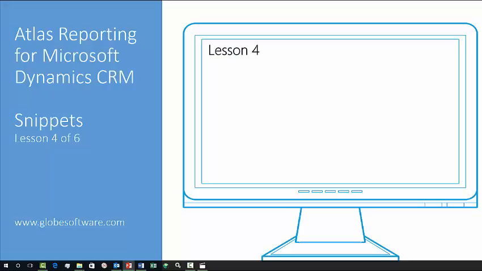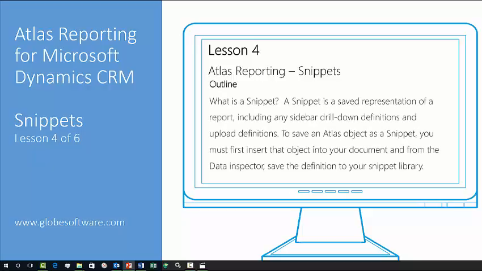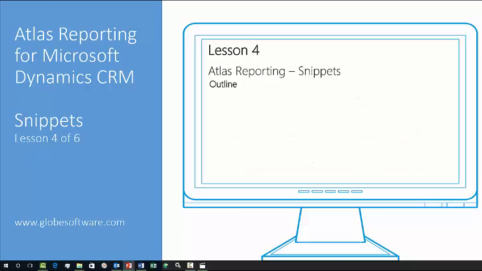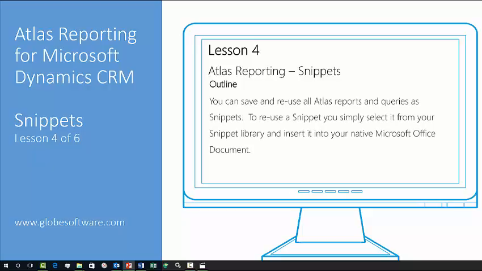Lesson 4, Snippets. A snippet is a saved representation of a report, including any sidebar drill down, definitions, and upload definitions. To save an Atlas object as a snippet, you must first insert that object into your document, and from the Data Inspector, save the definition to your snippet library. You can save and reuse all Atlas reports and queries as snippets.